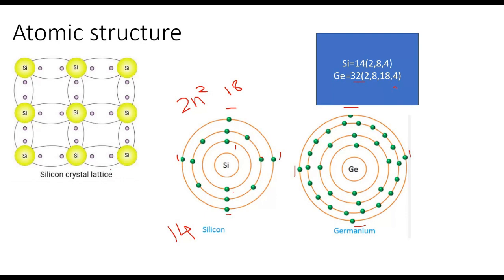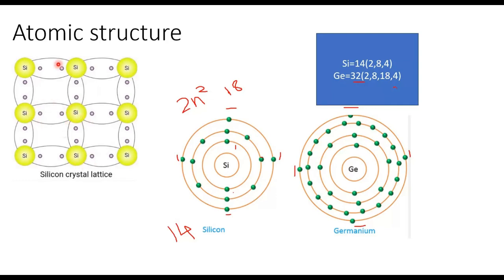But when considering this as a solid, it is not a single atom. The atoms are grouped together to form a crystalline structure. How are they forming a crystalline structure? So this is one silicon atom which has 4 valence electrons. These 4 valence electrons are shared with the nearby neighboring silicon atoms. So it forms a covalent bond.